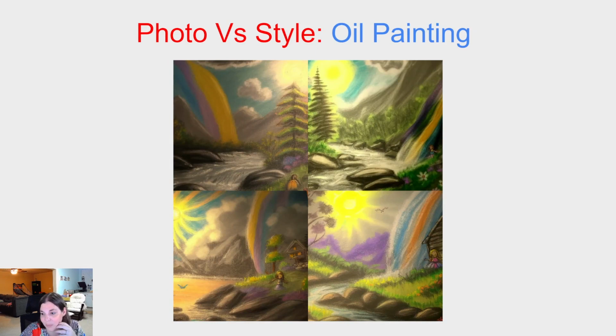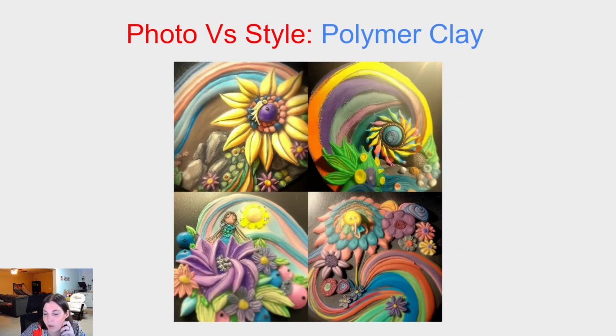Oil painting was another one that was really surprising. You can see this little princess here over by what looks like a cabin. It was kind of interesting to see how Midjourney represented this. The polymer clay was really interesting too. I thought this came out great. There's a good level of detail. I'm not sure why they went with flowers here. They decided to pick up on the flowers.